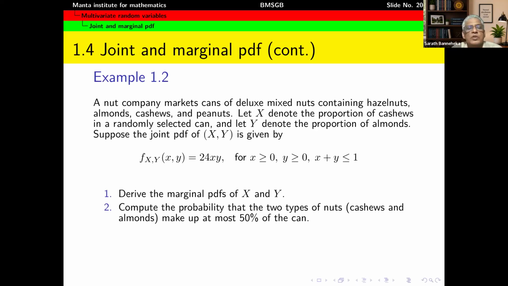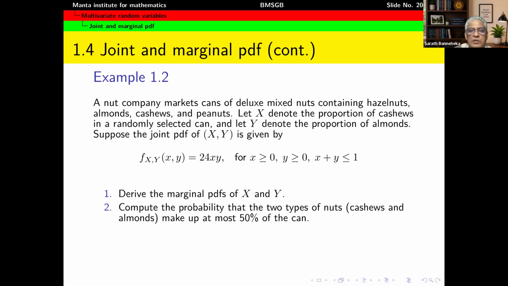So maybe there are altogether four types of nuts: hazelnuts and almonds and cashews and peanuts. So in addition to cashews and almonds, there might be peanuts and hazelnuts as well, right? Therefore, X plus Y can be less than 1. In that case, the other two will fill the remaining part. If X plus Y is equal to 1, the other two types of nuts will not be there. Right. But they have obtained this particular expression, 24 times xy, for this joint probability density function.